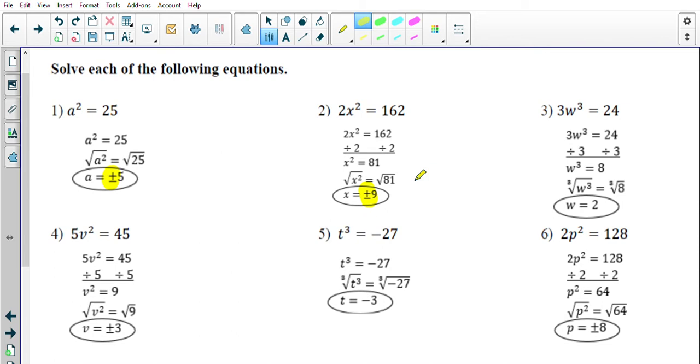Number 3, we've got 3w cubed equals 24. Divide both sides by 3 to get w to the third power equals 8. Take the cube root of both sides, and the cube root of 8 is 2. Again, it's not a bad idea to double check to make sure your solution works. Do 3 times 2 to the third power. 2 to the third power is going to get us 8. 8 times 3 is 24. And again, for the cube root types of problems, there's only one possible solution.